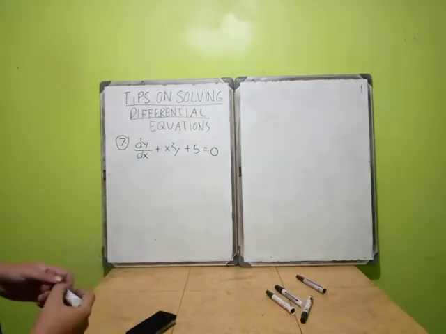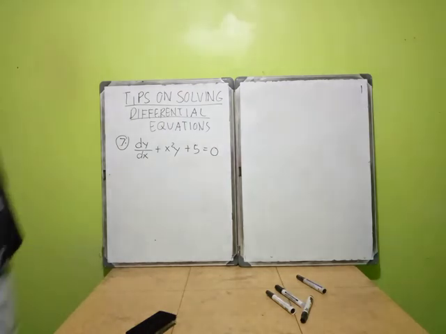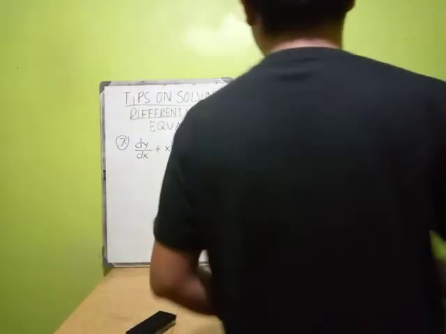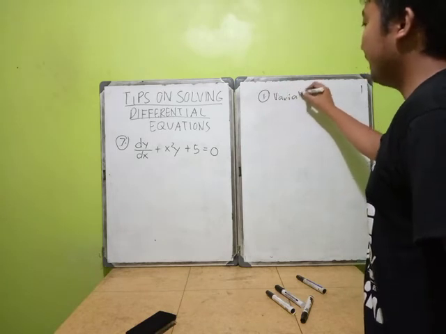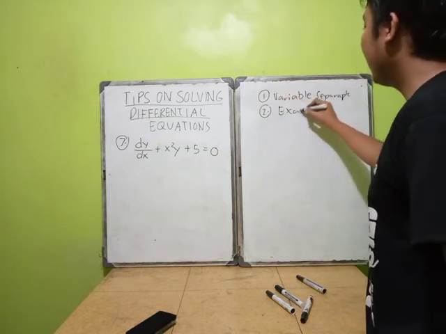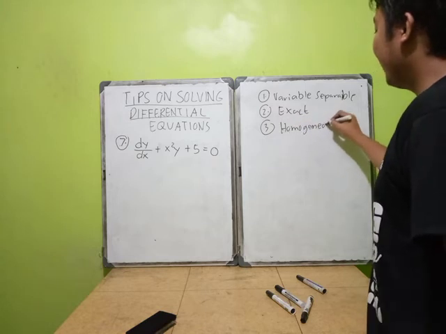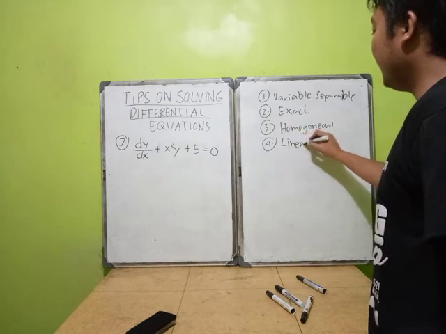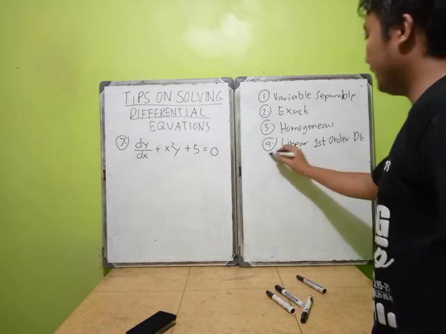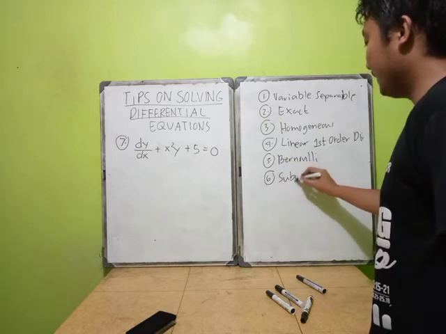Yan. So, try natin to. So, paano kaya natin isolve to? Okay? So, una nating, lagi niyong tandaan, yung una nating, one is, variable separable ba siya? And then, yung pangalawa is, baka exact siya? Ano, homogeneous ba siya? Linear ba siya? Bernoulli? Kung wala, last is substitution methods.